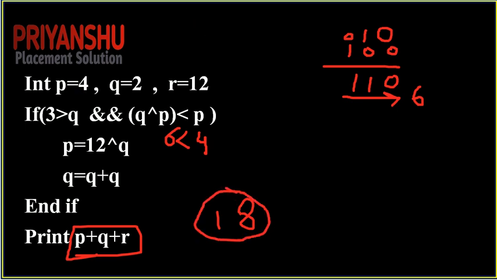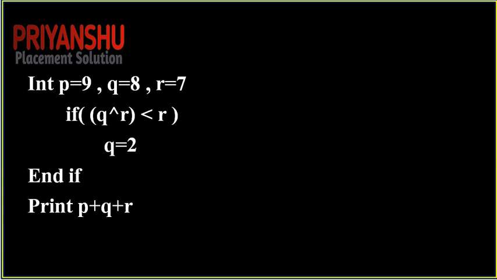Okay, in the next question, friends, P equal to 9, Q equal to 8 and R equal to 7.